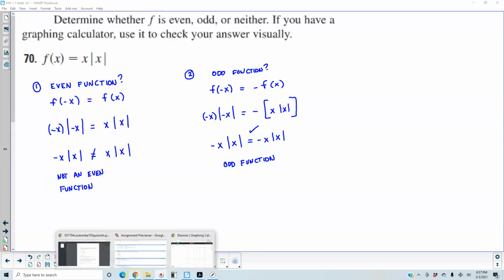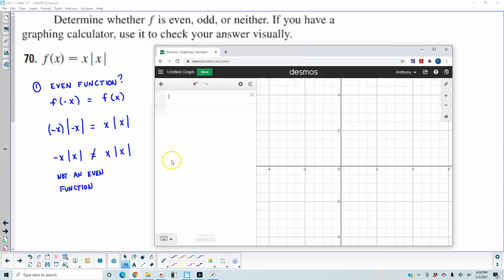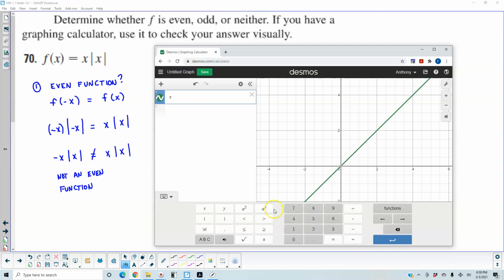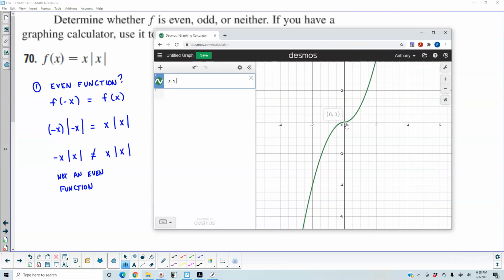And so let's graph this on Desmos to check our answer visually. So we're going to put in x, and so we need to get the absolute value bars. So if we go to here and put in x, and let's put in our dimensions, which we don't necessarily need here.